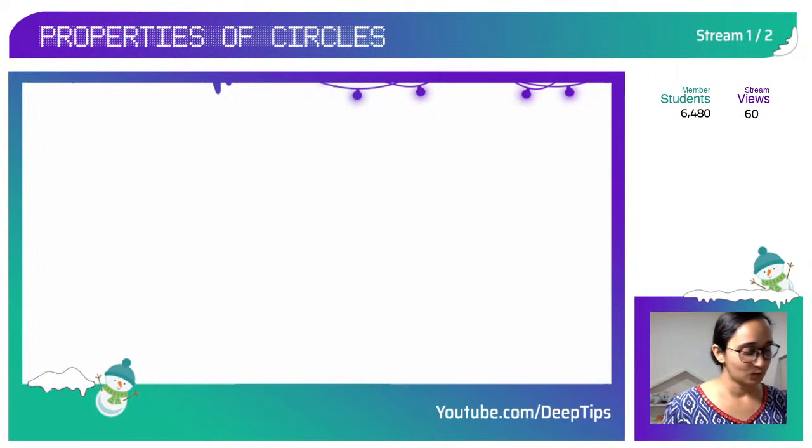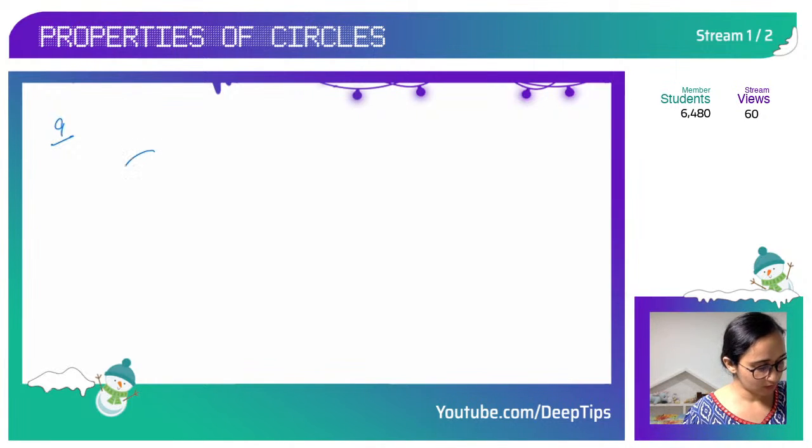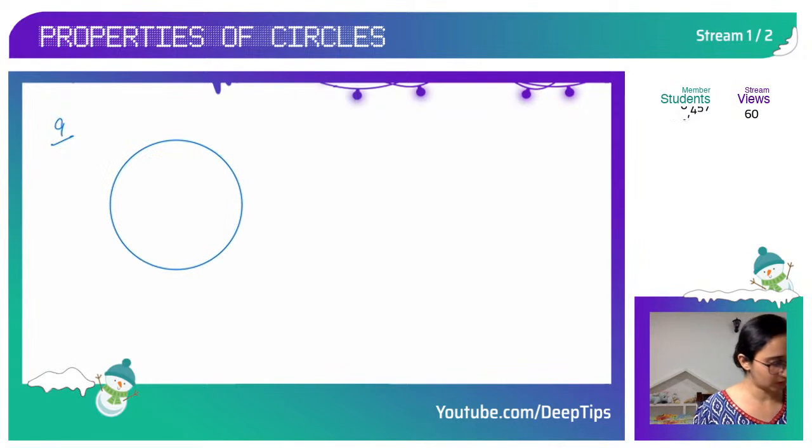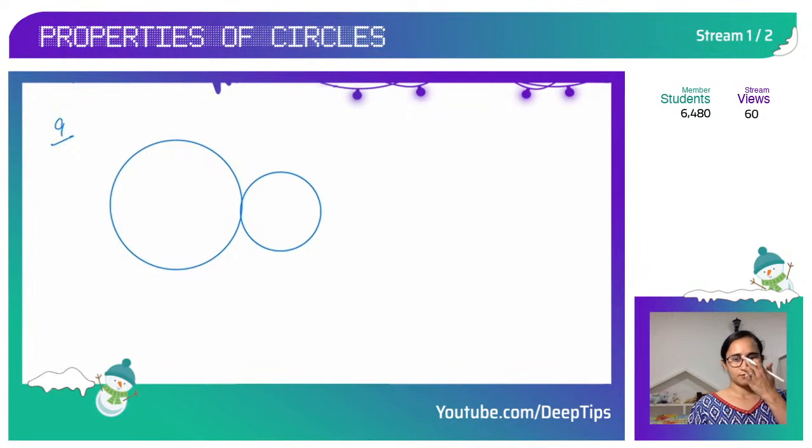Okay children, so now this is our ninth theorem, which is a very general result. It says that if two circles touch each other, externally or internally. Now see, if two circles touch each other, suppose externally, I'll draw internally also.